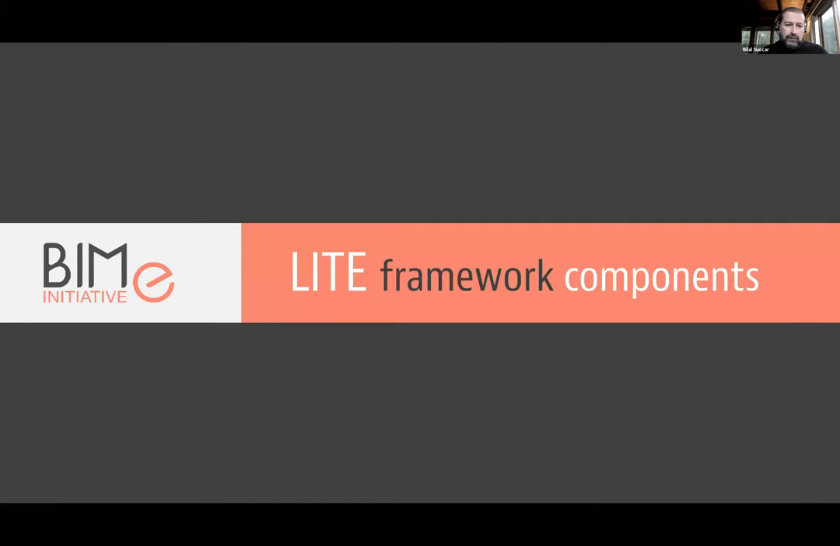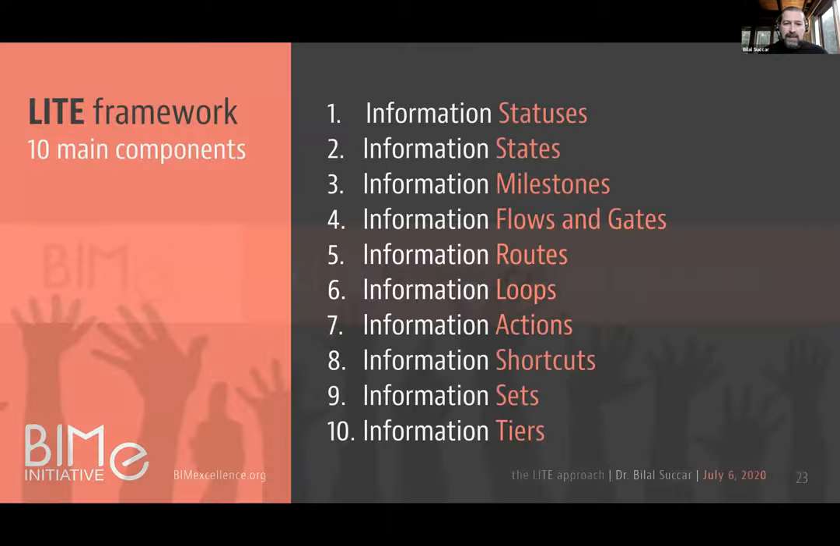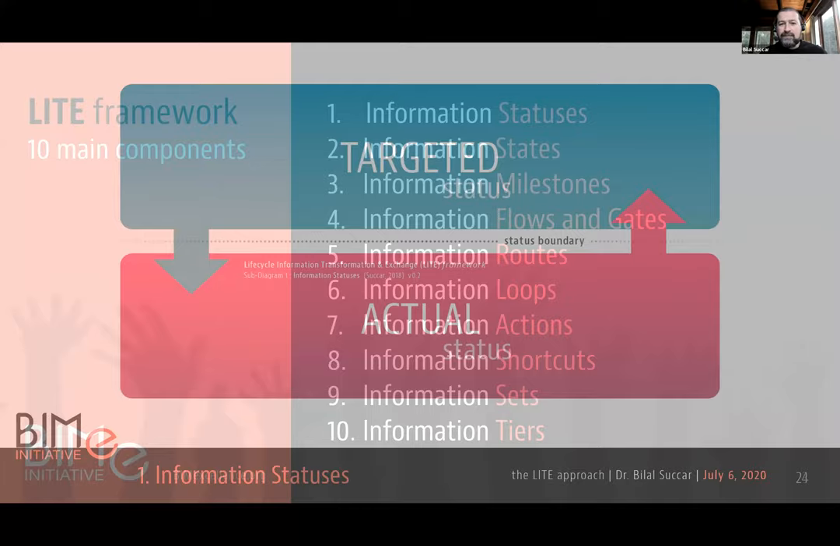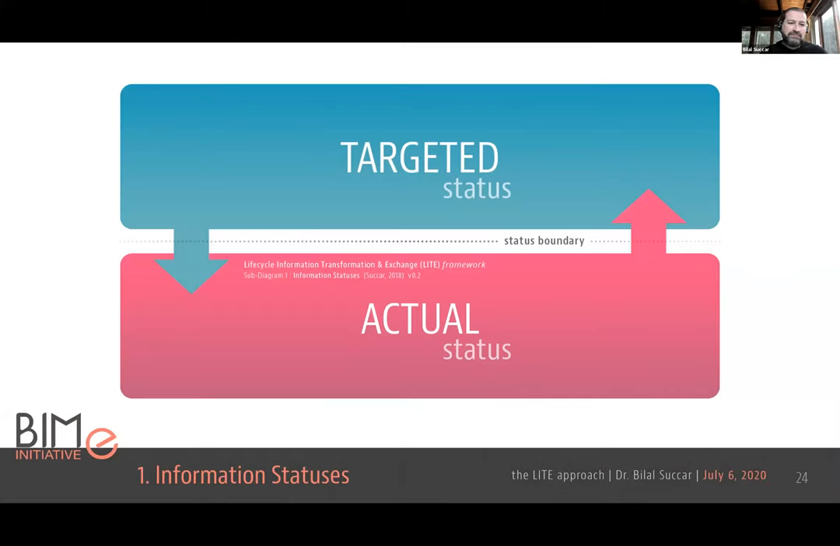So what are these components? There are many. I mean, there are 10 main ones, okay? I'm going to, as much as possible, try to explain some of these in the short time available. Statuses and states, milestones and gates. We could write a song about the LITE framework, and it could be a hit. Let's start with the first one.